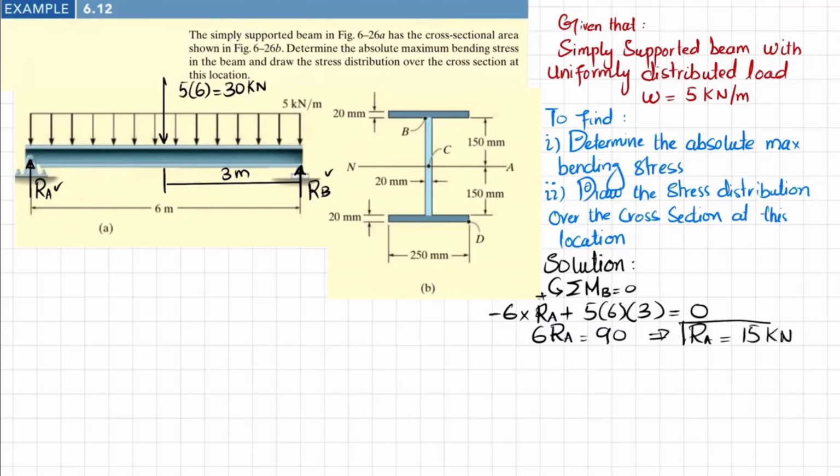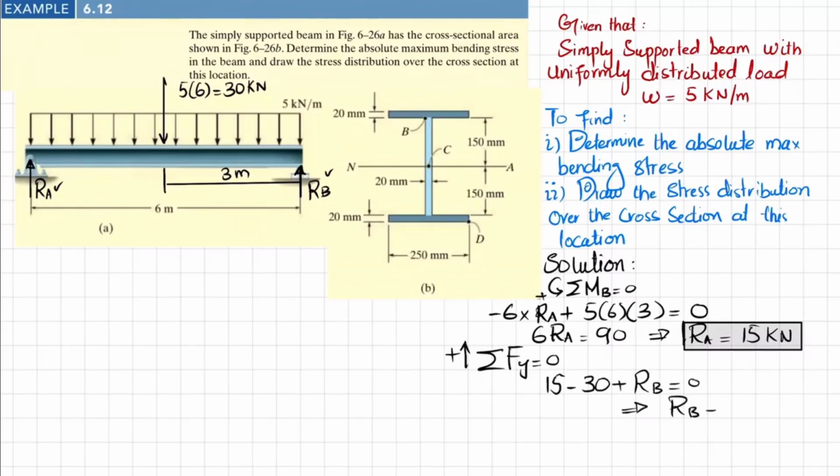Now that you have RA, you can find RB by using another equilibrium condition: the sum of all forces along the y direction must be equal to 0, taking the upward force as positive. There are 3 forces, one is this one, another is this one, and the third one is this one. Their sum must be equal to 0. So RA, which is 15 kilonewton, minus 30 kilonewton plus RB is equal to 0. From here you will get RB also equal to 15 kilonewton.